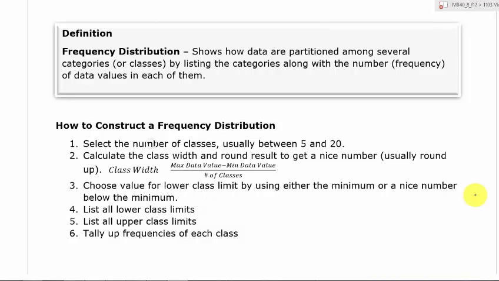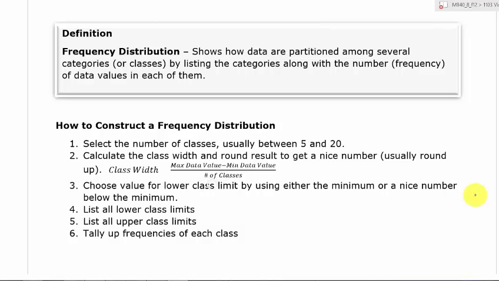So we're going to select first the number of classes. Usually we want that to be between 5 and 20. And then we need to calculate the class width. And we want to round the result so that we get a nice number. Usually we round this up. So the class width is equal to the maximum data value minus the minimum data value divided by however many classes you want to have.